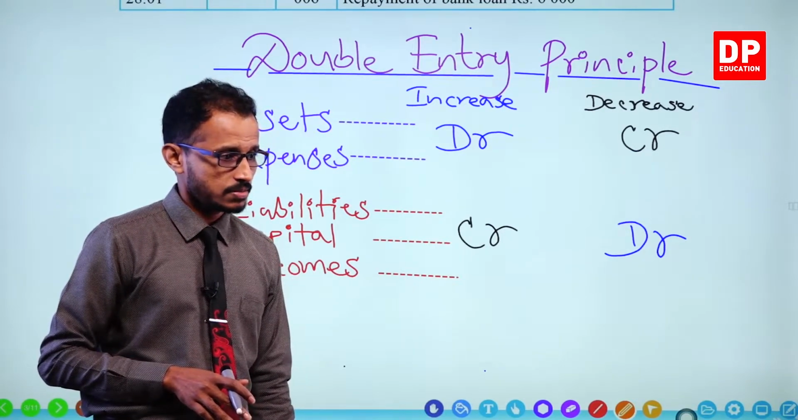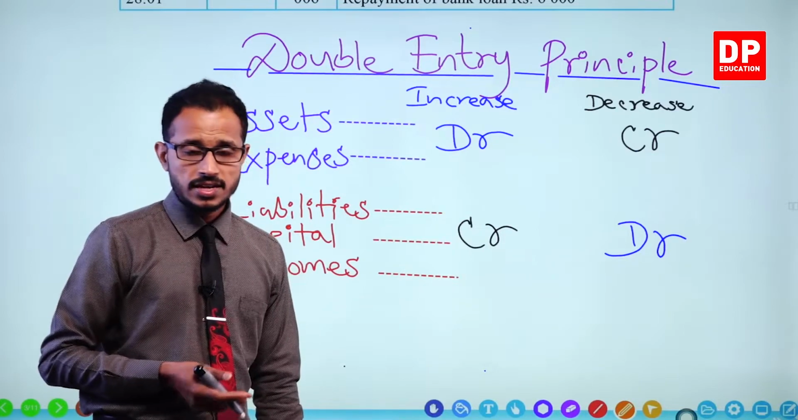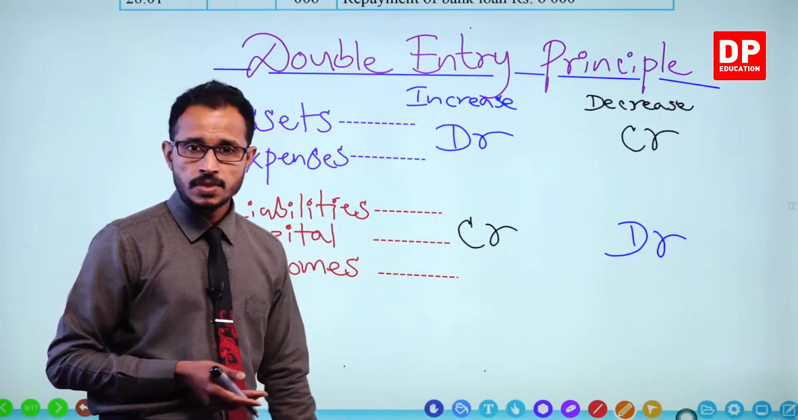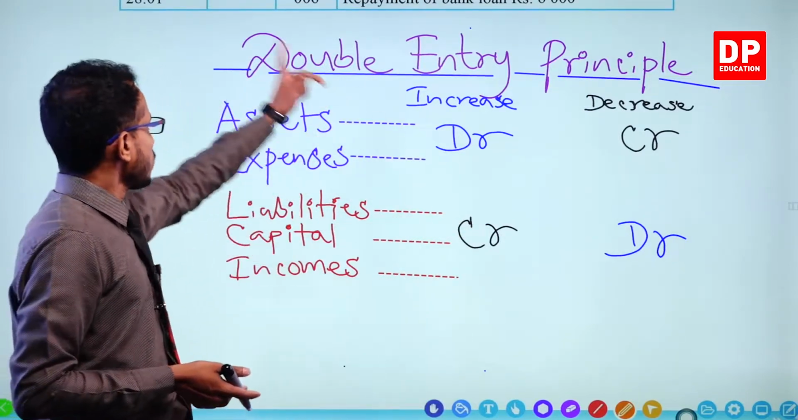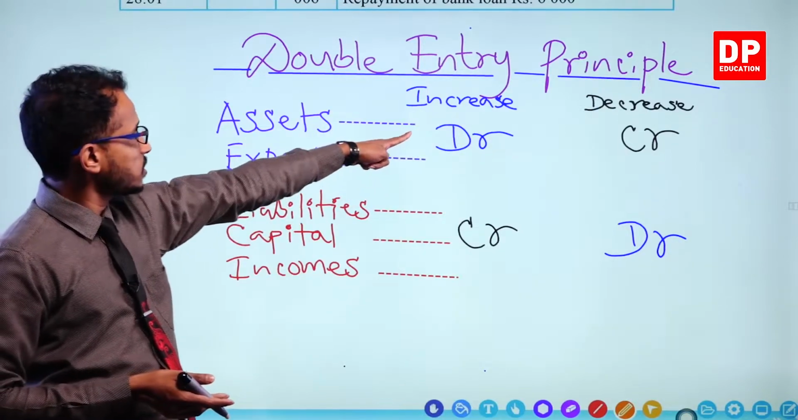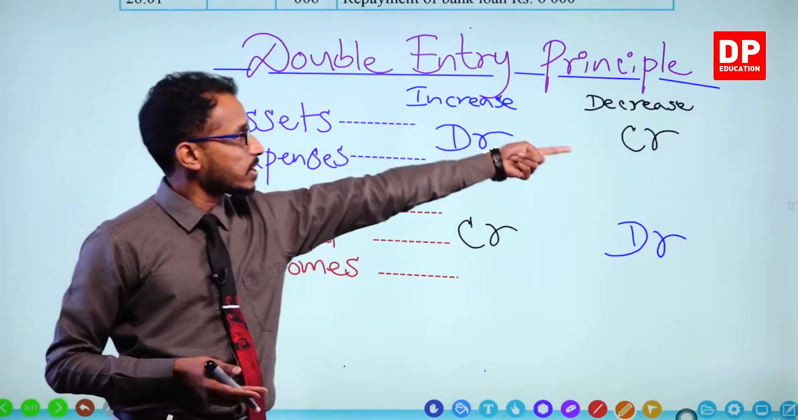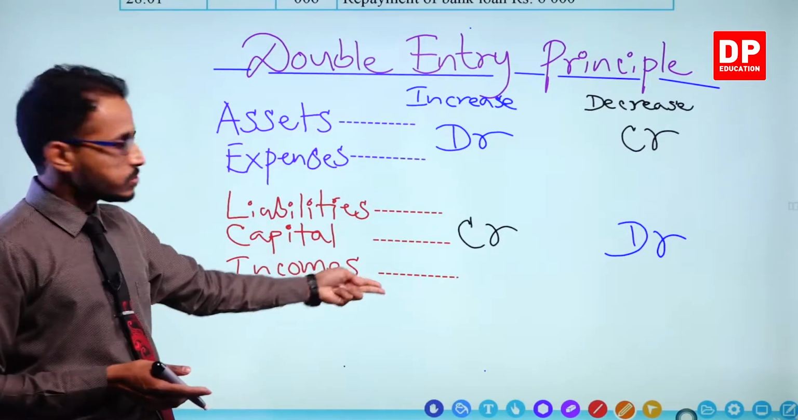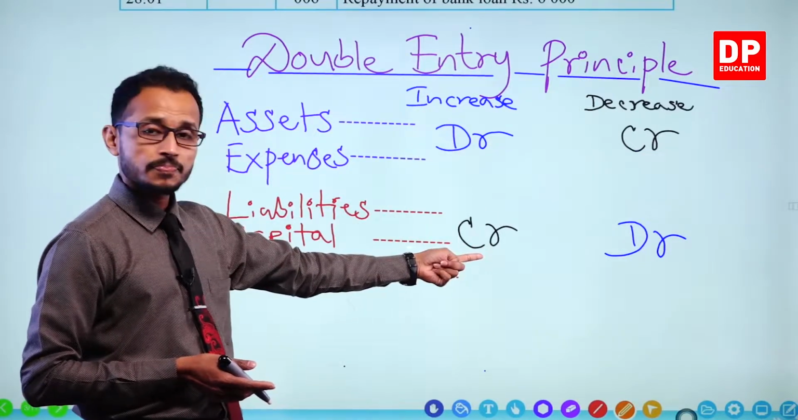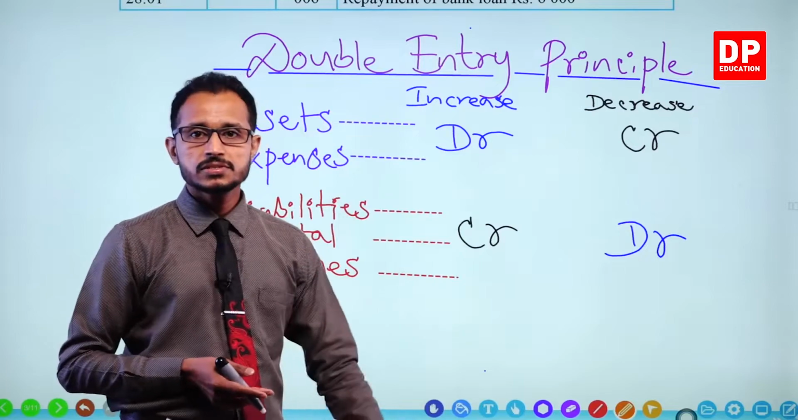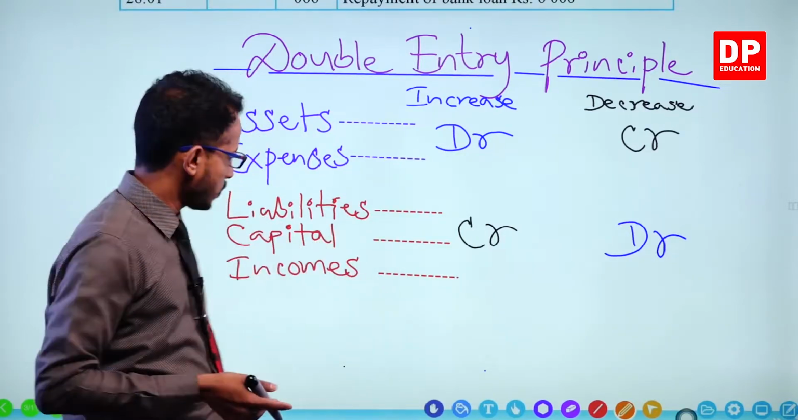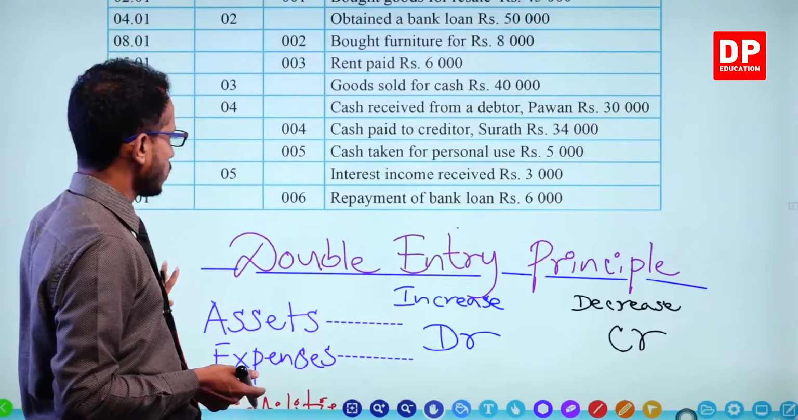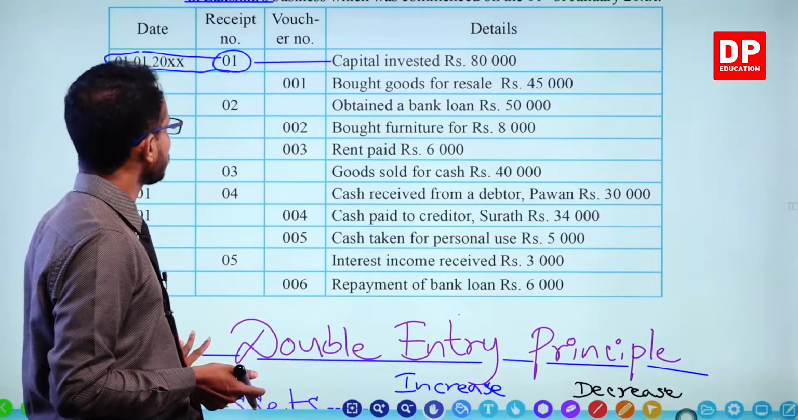It is about the correct entries of any transaction. It entirely depends on this. So assets and expenses are always debited: debit increase, credit decrease. The other three, liabilities, capital and incomes: credit increase and debit decrease. With that reminder, we can move on to our question.